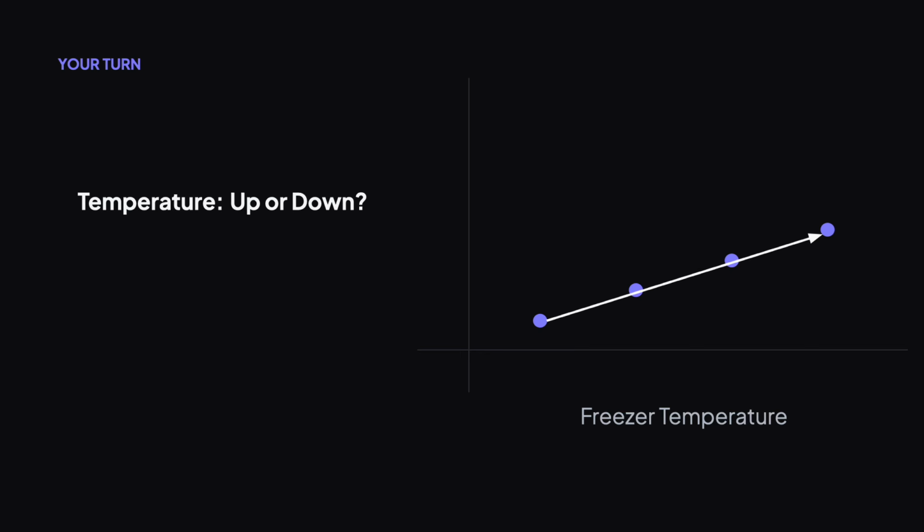Now your turn with a new visual. On a freezer's temperature chart, the line climbs from left to right. What is happening to the temperature? Is it going up or down? The line climbs, so the temperature is going up. Numbers as a picture, you read a chart.